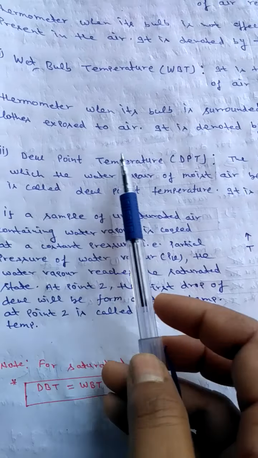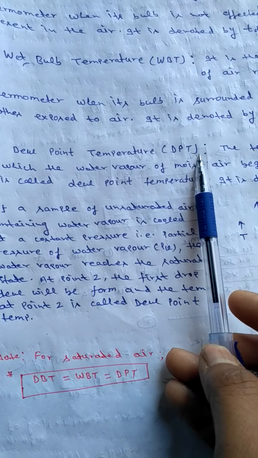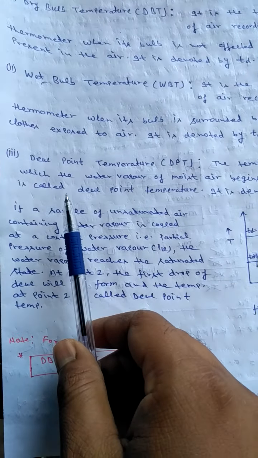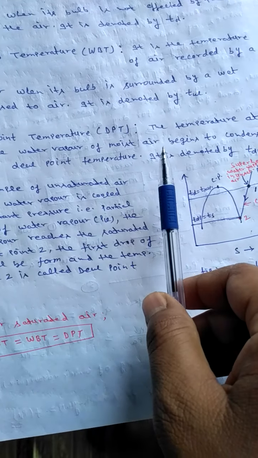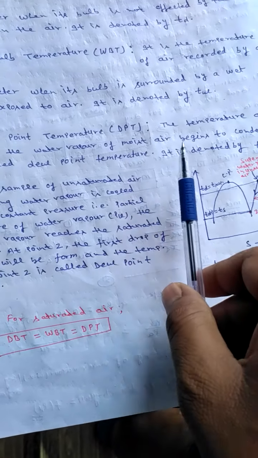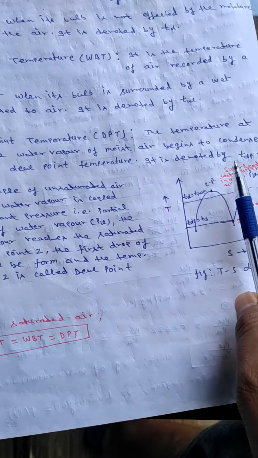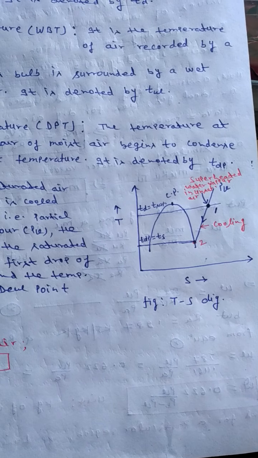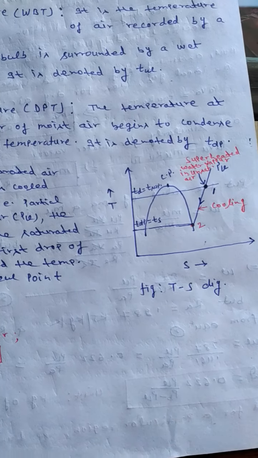Next is dew point temperature, in short DPT. The temperature at which the water vapor of moist air begins to condense is called dew point temperature, and it is noted by TDP. Now we will explain the dew point temperature with the help of a TS diagram also.